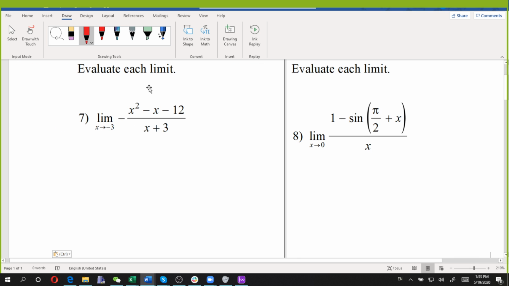Okay, for number 7, we could sit here, factor, and then cancel. If you couldn't figure out how to factor this, though, we could cheat with L'Hôpital's rule. When I plug in -3, I'll get 9 plus 3 minus 12 is 0, and -3 plus 3 is also 0. So I've got 0 over 0, and we can use L'Hôpital's rule, which says this limit should be equal to the same limit if I take the derivative of the top divided by the derivative of the bottom.